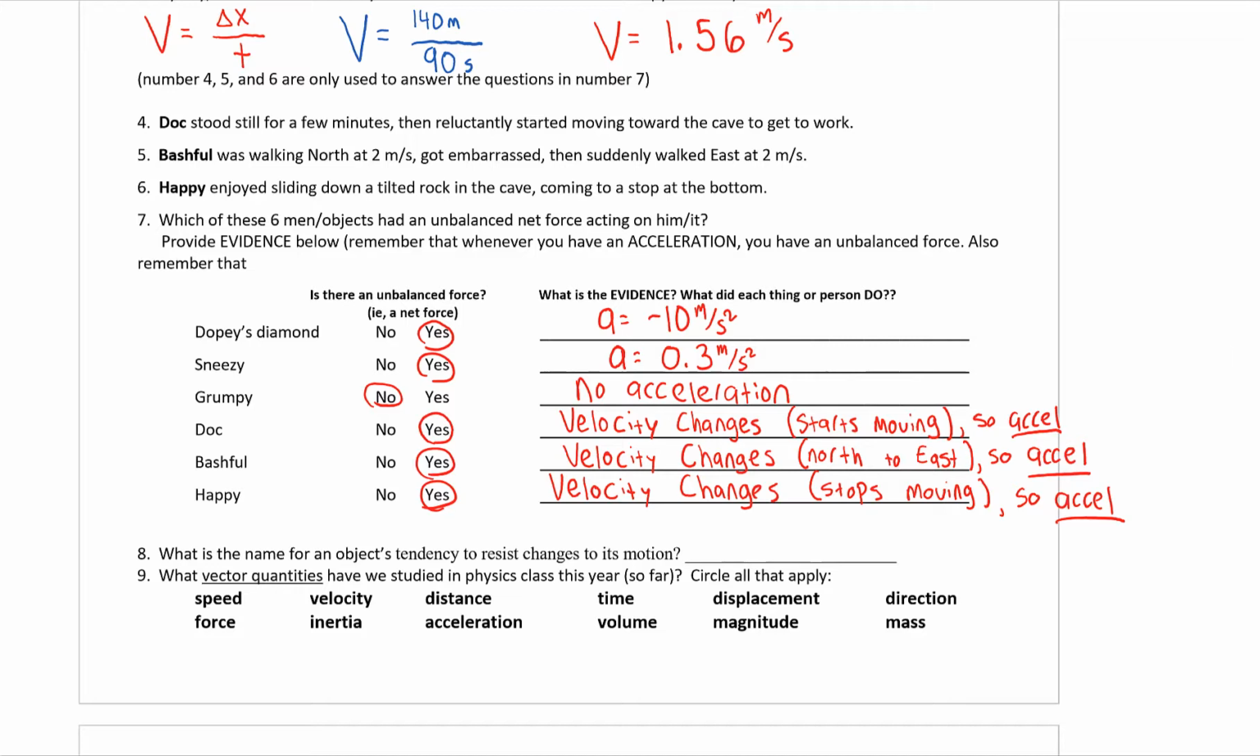He stands still for a few minutes, right? Stands still, and then starts moving. So the VI is 0, and the VF is not 0. It's something else. So he changes his velocity, which means that he accelerates.